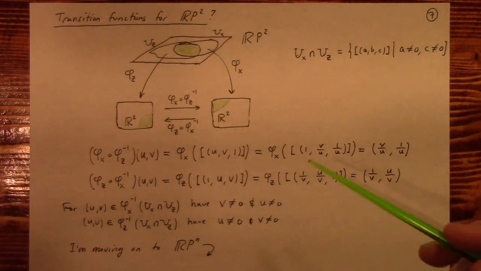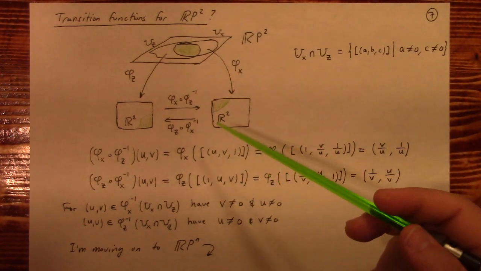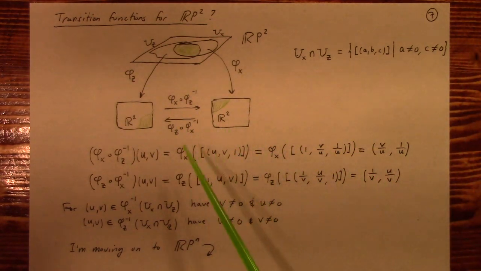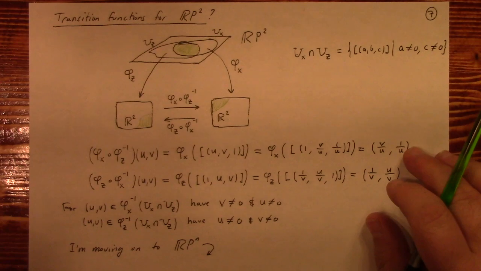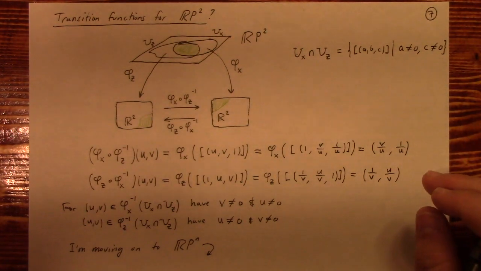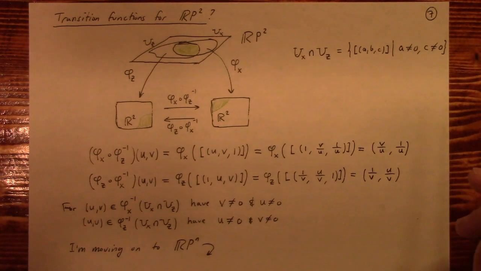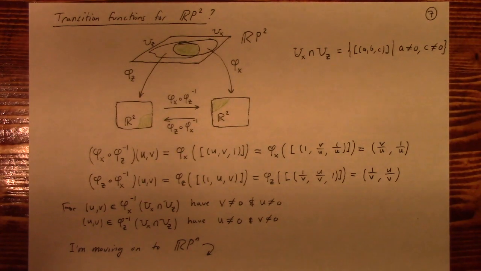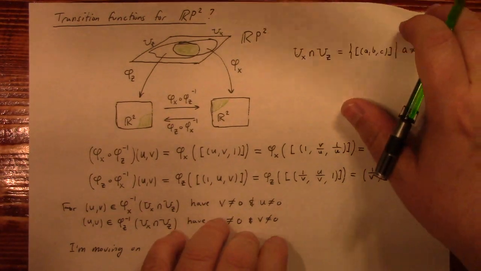And of course, I could belabor this point further. I could look at the other transition functions like x to y and also y to z, right? I want to say there's 6 transition functions in total to think about. But the calculations will be similar to this. They're all smooth. All right, so I'm going to move on to RPn, real projective n-space.